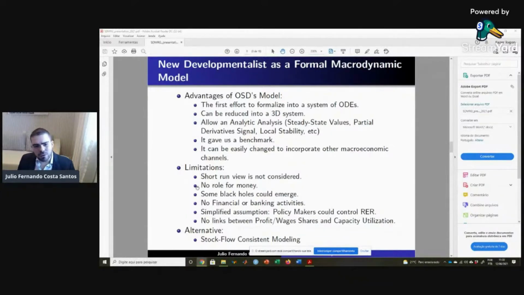There is no role for money. It's not a problem of the model proposed by them, but it's a problem of most of the post-Keynesian macrodynamic models, okay? Some black holes could emerge. Just to mention one, it's a very regular way to model in the post-Keynesian view to say something about savings, but not about wealth, okay?